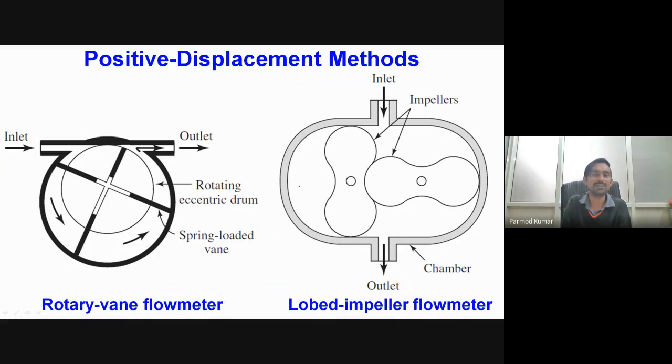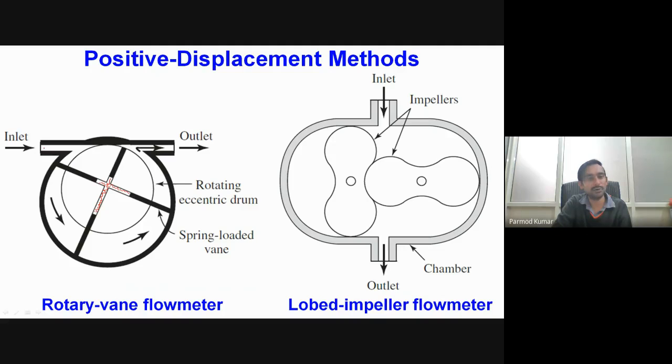Then another type of positive displacement method may be the rotary vane flow meter. Here we have an eccentric casing, and then a rotary drum, and in this rotary drum we have some vanes, and inside them we have some springs attached. While this rotor is rotating, these vanes will always be in contact with the casing. For that purpose we have the springs here.